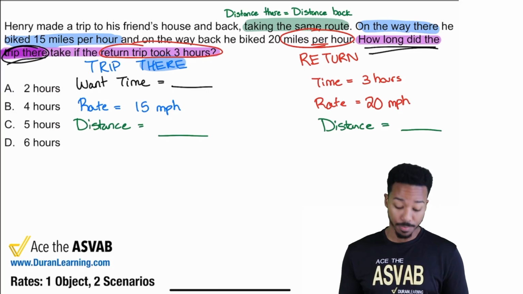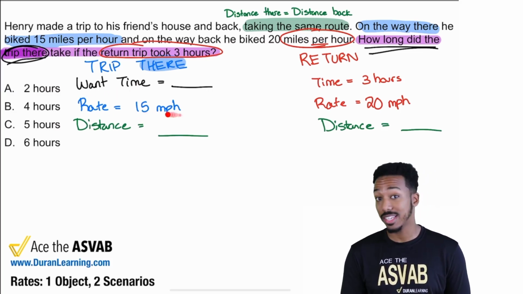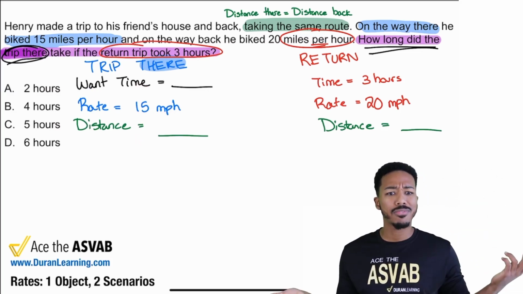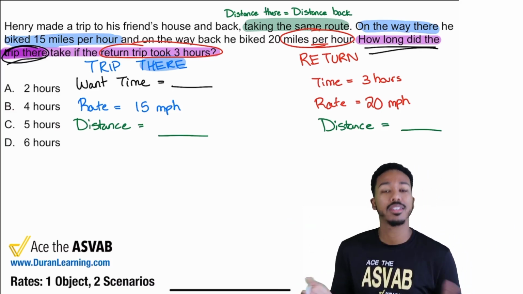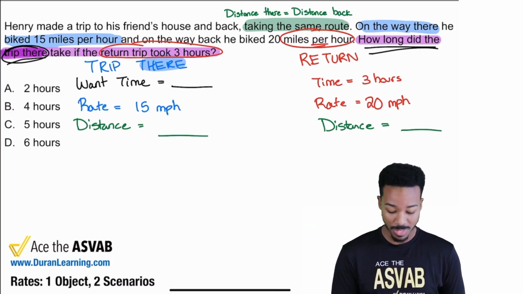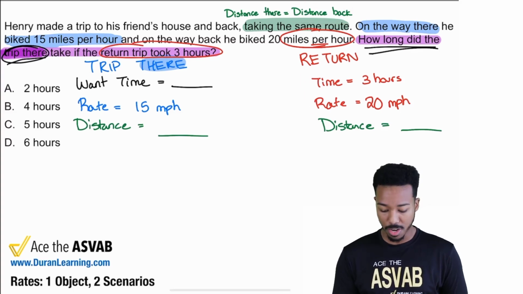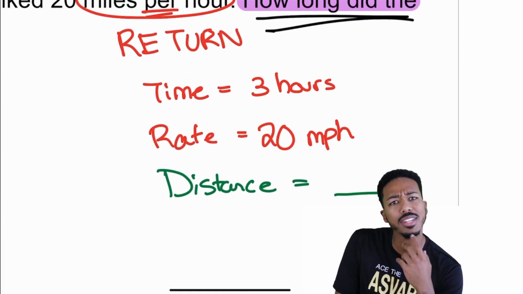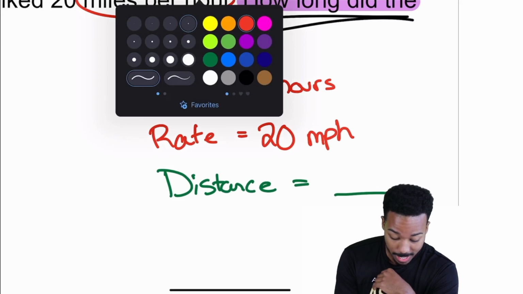Well, here's the thing. We have time here that we want. We have a rate that's given to us, but we don't have the distance. How the heck are we supposed to solve this if we don't have distance? If we're looking for time, that doesn't make sense, right? Here's the thing. Remember, the distance there is equal to the distance back. Let's look over here. Focus your attention right here. Can we find the distance right now? Yes, because remember, don't forget, guys, don't forget.